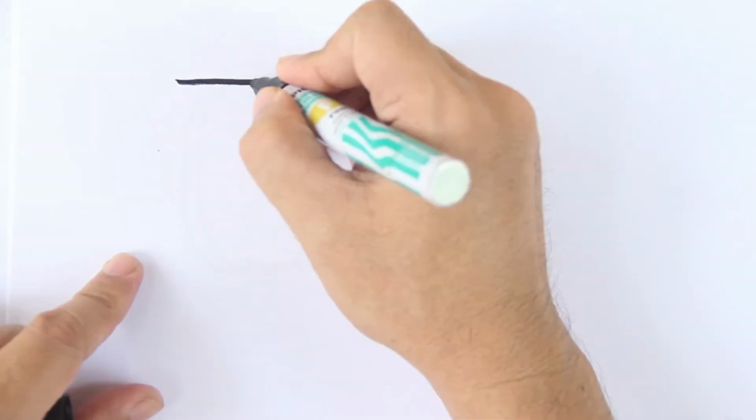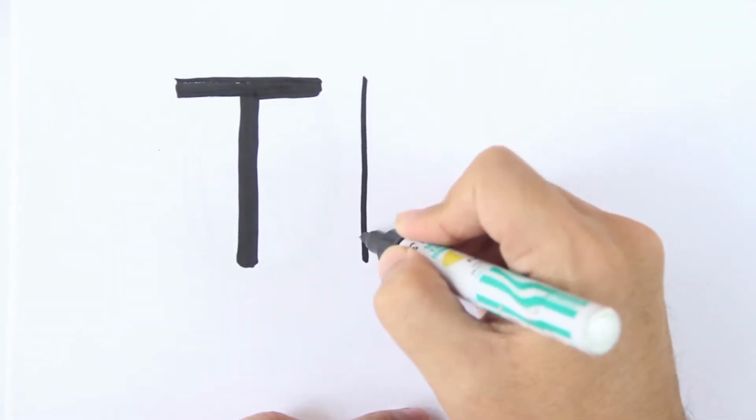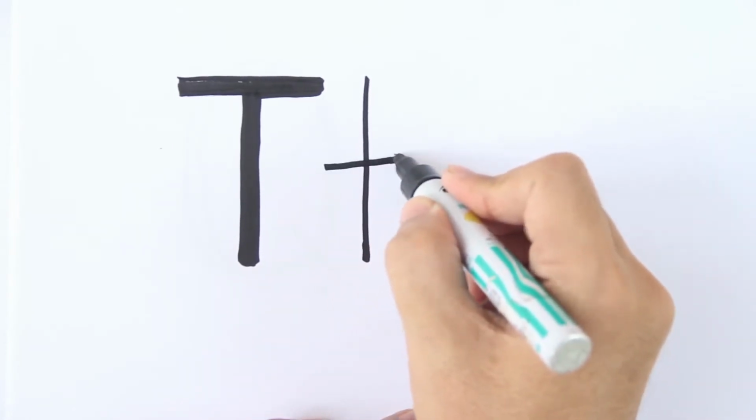This is capital letter T. And this is small letter t. T is for turtle. Let's draw a turtle.